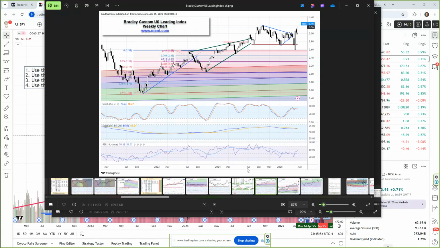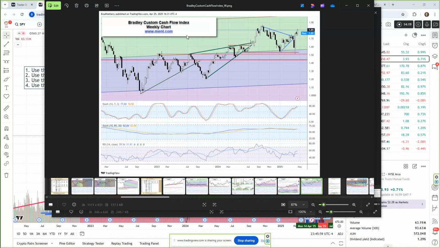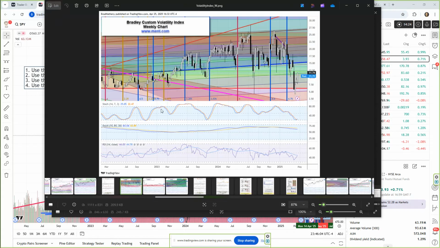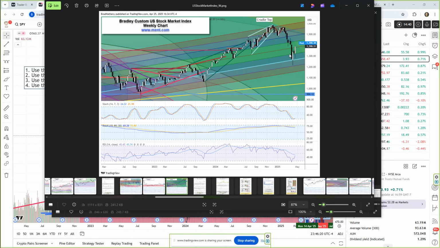We have the US leading index. We have the fear cycle and custom sentiment index. We have the cash flow index. We have the volatility index, which I've highlighted before. I love the volatility index. It's a measure of market breadth and trending. We have the valuations index, another look at valuations and how they're responding. We have the US stock market index and another advanced look at how the stock market is operating from more of a balanced market dynamic.